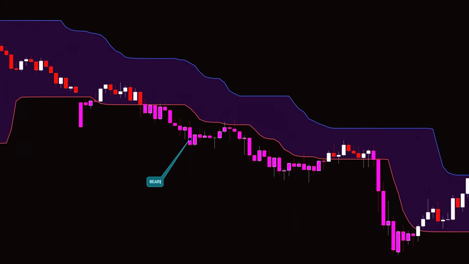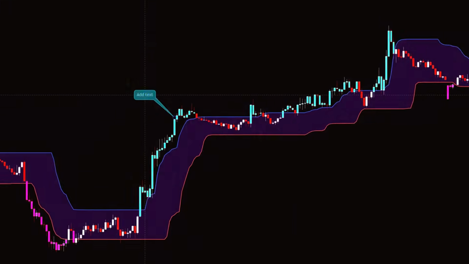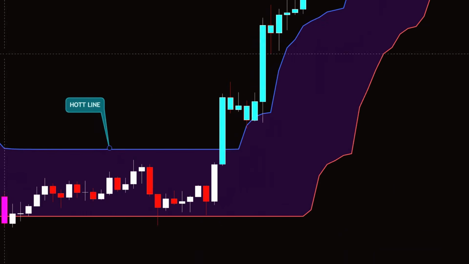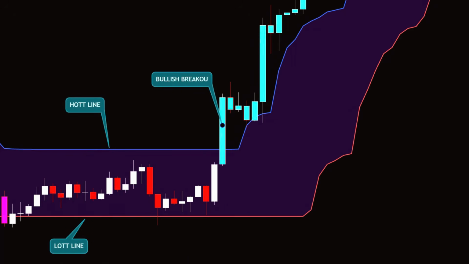Below the LOTT, you're in a downtrend. Above the HOTT, you're in an uptrend. So when price is sitting inside that boundary and suddenly pushes above the HOTT, that's your first clue, a possible buy. But don't click buy yet.